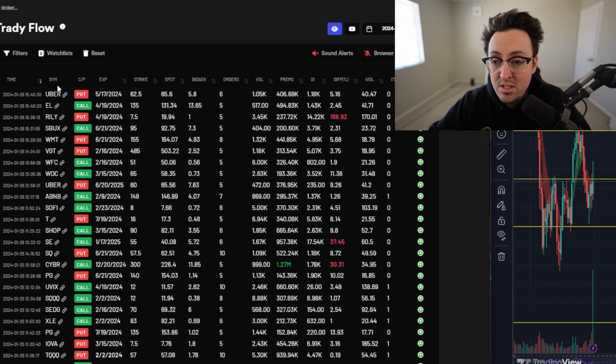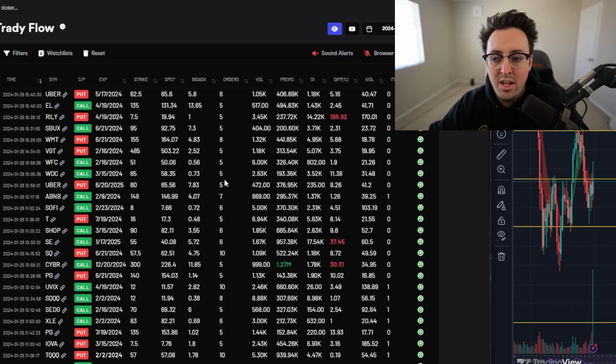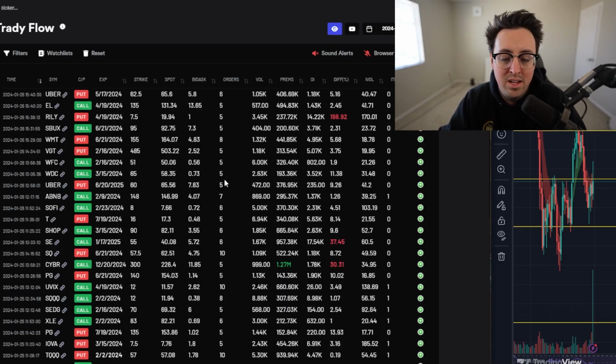Okay, so now we can talk about the criteria that I look for in these specific contracts. Now, the first thing that I always look for is the orders. Now, 5 orders is a pretty decent amount. It's better than just a singular order on just regular flow on the live option flow. So 5 is okay, but if you guys want to have a higher win rate using this tool, I would look for ones of 10 and above.